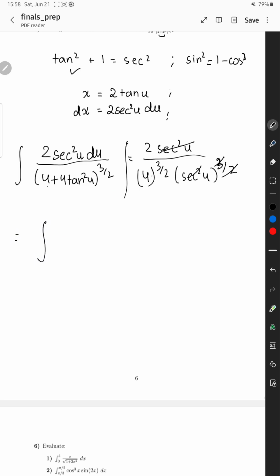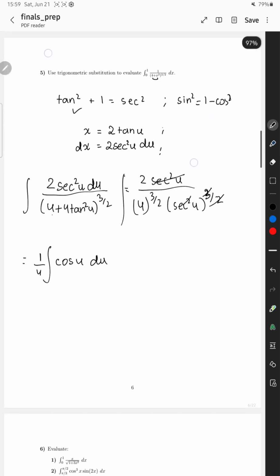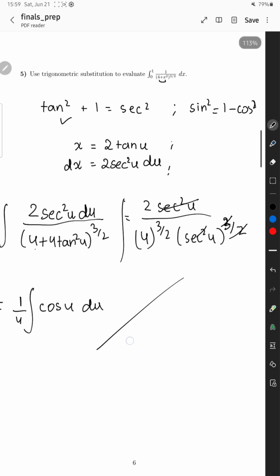So you have 2, 4 to the power 3 by 2, 4 squared is 16, 16 times 4 is 64, 64 under root is 8, 2 divided by 8 is 1 by 4. So there will be a factor of 1 over 4 here, and there would be cos u. Kindly check the factor, I might have messed that up. Functionally you just need to evaluate cos u. So this is a pretty simple question then, and you just need to change the limits and you can complete it.